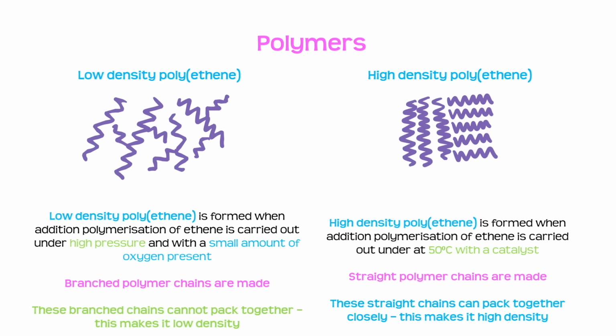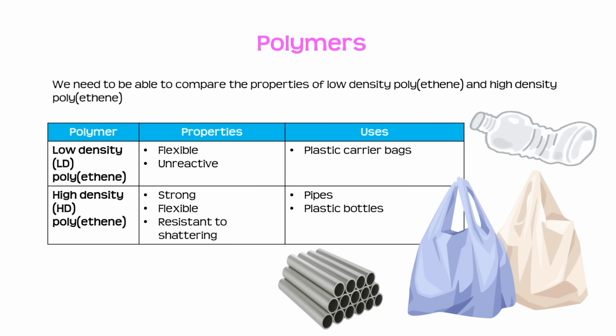Now, on the other hand, we've got high-density polyethylene, and we make this when we do the addition polymerization of ethene, but under 50 degrees C with a catalyst present. Using this method, we make straight polymer chains, and these straight chains can pack together very closely, making it high density. We need to be able to compare the properties and uses of low-density polyethylene and high-density polyethylene.